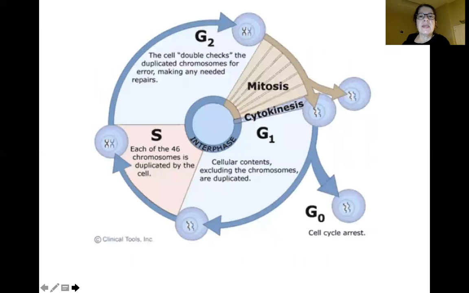So this slide basically summarizes all the major events that are happening in each of the phases. In G1, cells grow, and the cellular contents, excluding the chromosomes, so everything except for DNA, gets duplicated. In S phase, it is the DNA that gets duplicated. Each of the 46 chromosomes we have is duplicated by the cell. In G2, the cell will double check that everything is okay. It'll make sure that all the DNA is replicated, all the chromosomes are replicated, there are no errors, and everything is ready for mitosis, because mitosis is nuclear division, and cytokinesis will be the rest of the cell being divided.